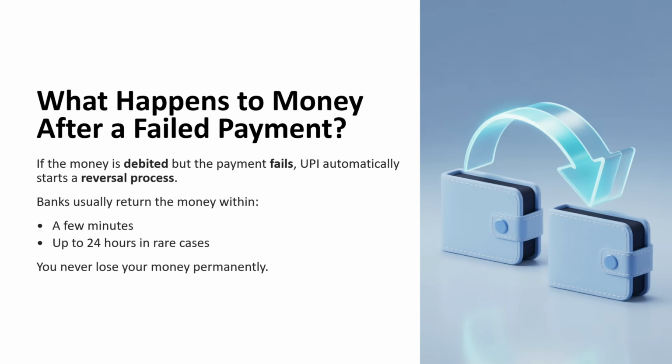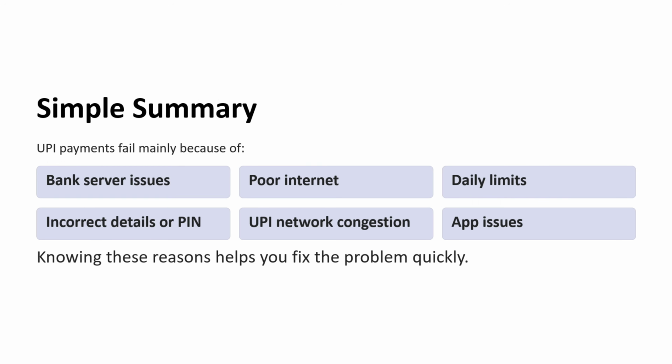Now we will see what happens to money after a failed payment. If the money is debited but the payment fails, then UPI automatically starts a reversal process. Banks usually return the money within a few minutes, or up to 24 hours in rare cases. You never lose your money permanently. Here you can see the summary of whatever we have discussed.